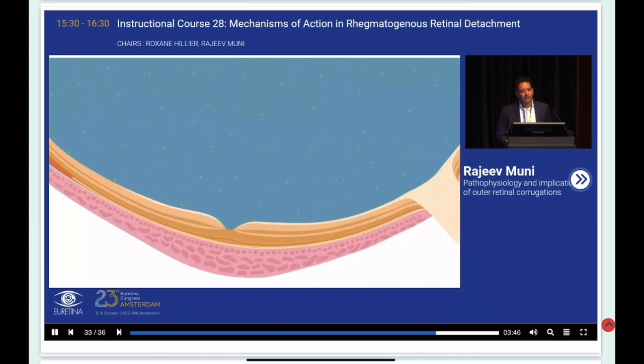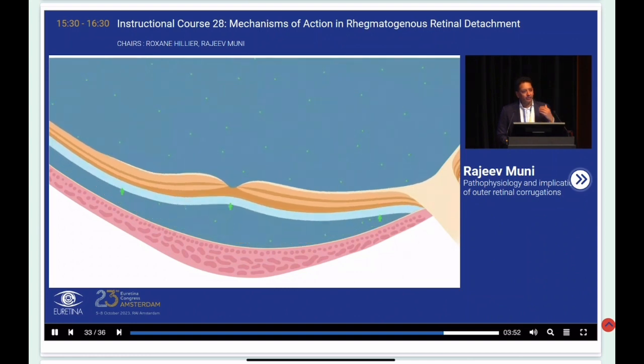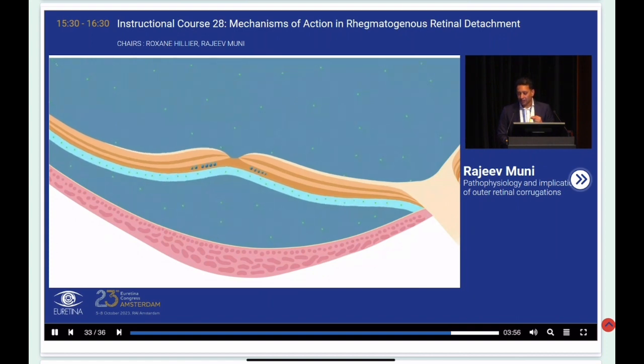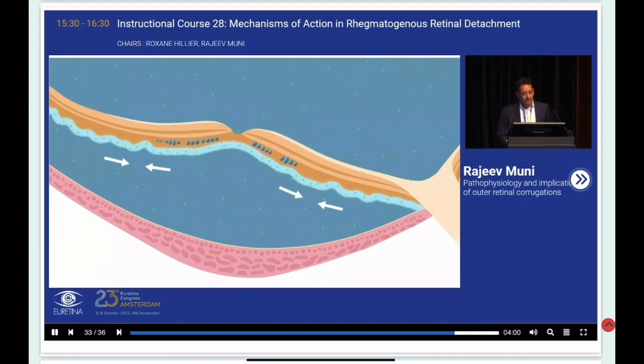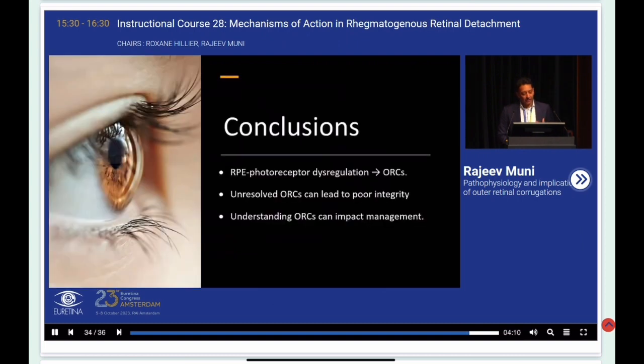This hydration leads to an expansion, a thickening and a lateral expansion. So now you have more tissue in the outer retina relative to the inner retina. This leads to compressive forces, and with that change in modulus of elasticity, you get these outer retinal corrugations. So this is very important, and we're going to talk more about it because the way that you attach the retina will impact the integrity of the attachment based on how you deal with this.